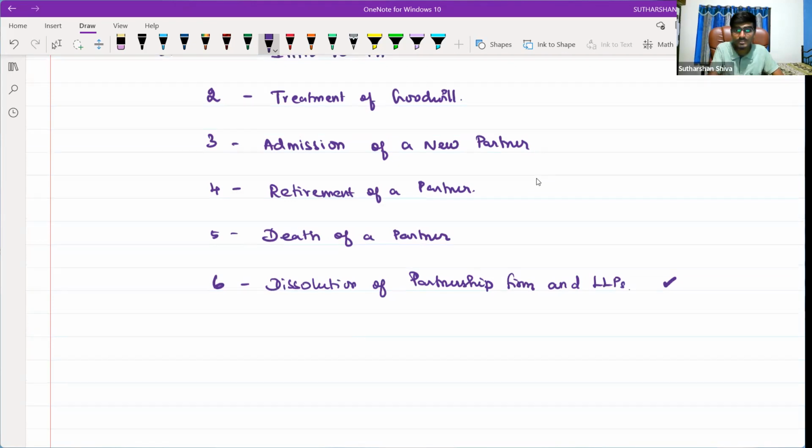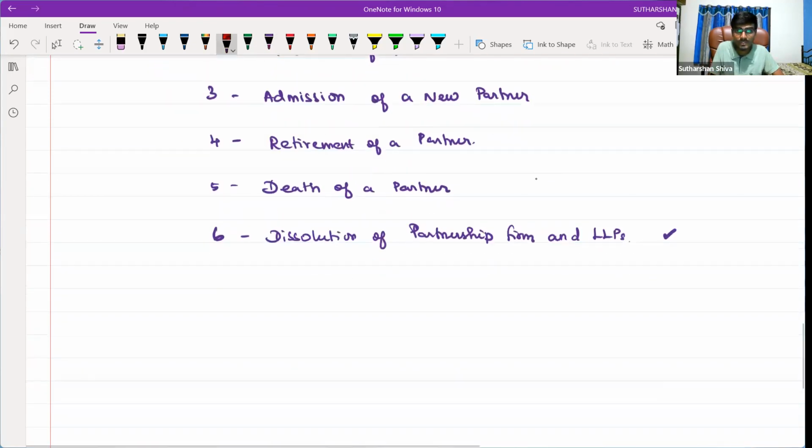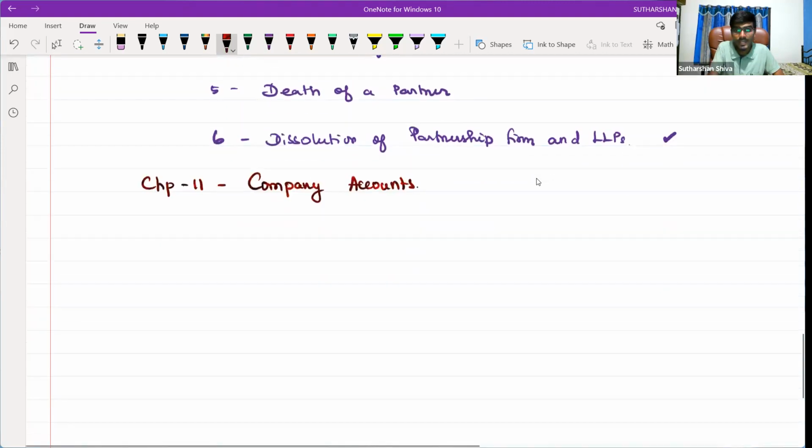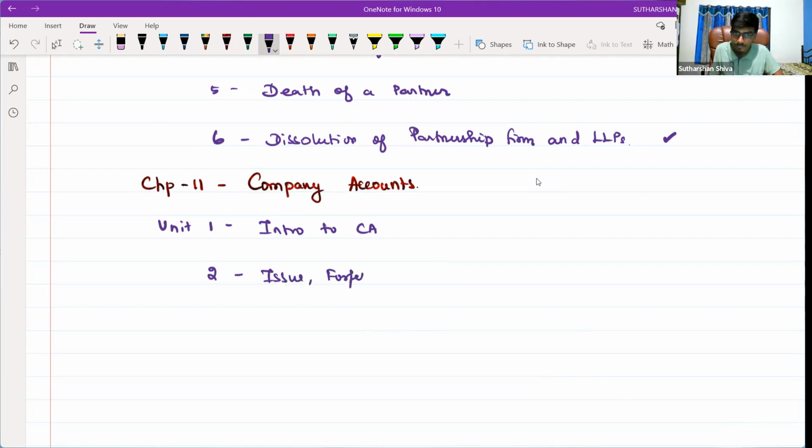And coming to the final chapter, that is chapter number 11, which is a scoring chapter. You can score very good marks from this chapter, that is company accounts. Again in company accounts, you have 6 units. Unit number 1 is the introduction to company accounts. Unit number 2 is issue of shares, forfeiture, and reissue of shares.